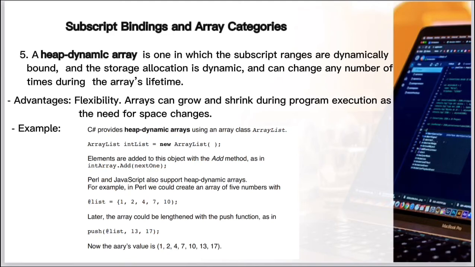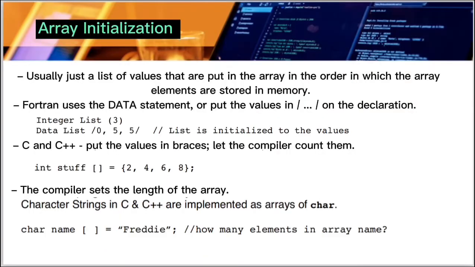Now the array's value is (1, 2, 4, 7, 10, 13, 17). Array initialization: some languages allow initialization at the time of storage allocation. Usually, it is just a list of values that are put in the array in the order in which the array elements are stored in memory.